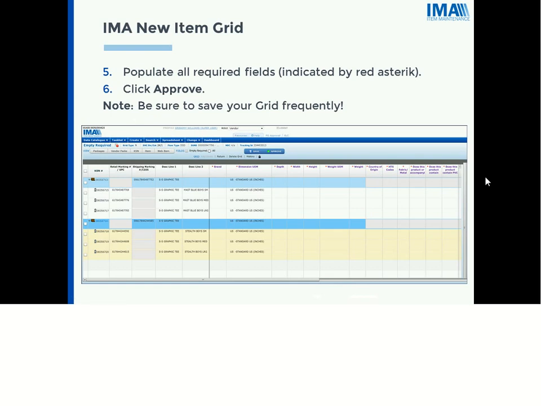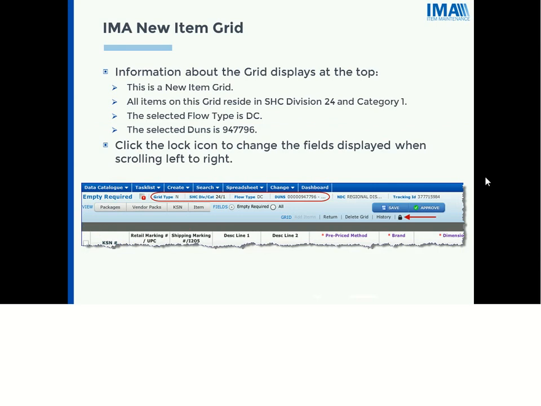Be sure to save your grid frequently. I believe it times out after 30 minutes of not being saved. So if you do quite a bit of work on your grid and then you get up from your desk, maybe you go to a meeting or you go to lunch and you didn't save it, when you come back, you will have lost all of the work that you did. So be sure that you do save your grid frequently. Once you've completed all of the information, you click Approve, and it will check for errors.